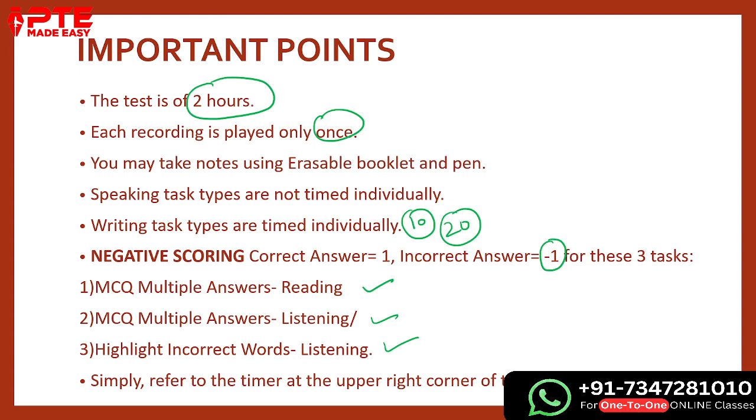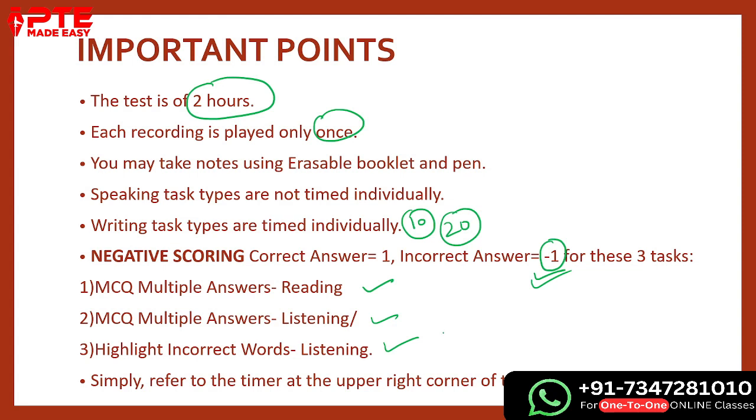Only attempt this particular question if you are sure. Only attempt these three tasks if you are 100% sure of the answer. Otherwise, it's better to skip it because nobody wants -1. It's better to get a 0 than -1. So it's better you skip it if you're not sure.